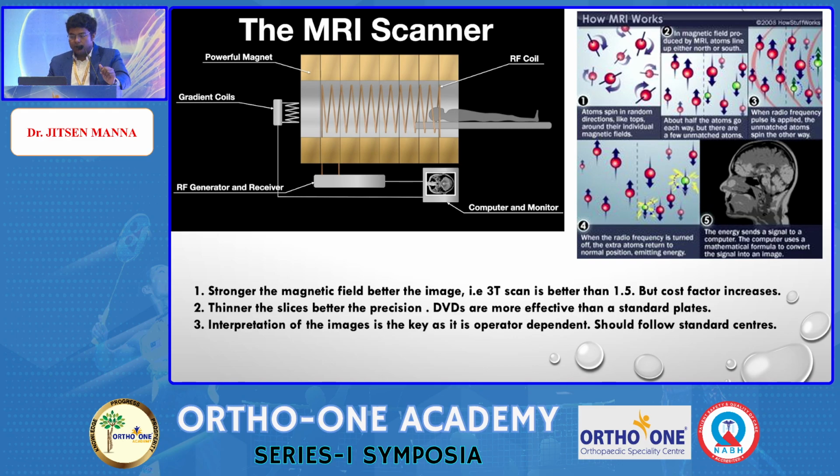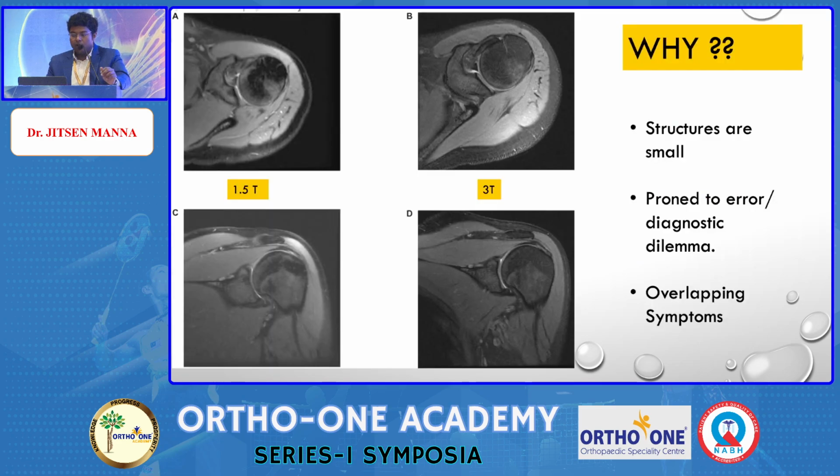This part is important because we are going to discuss why a good MRI scan is needed for a shoulder consultant to diagnose. Now, these are two different images. One is 1.5 Tesla and the other is 3 Tesla. Tesla is the parameter of the magnetic field of the MRI.